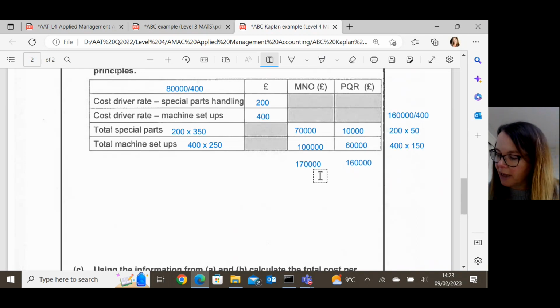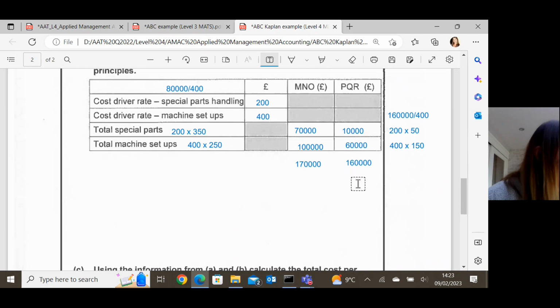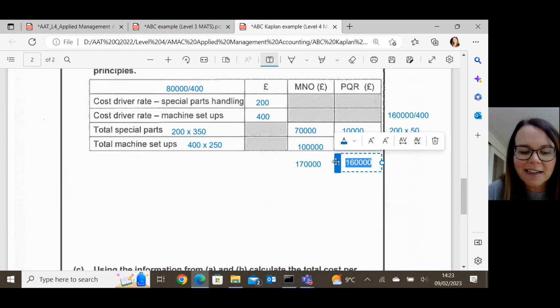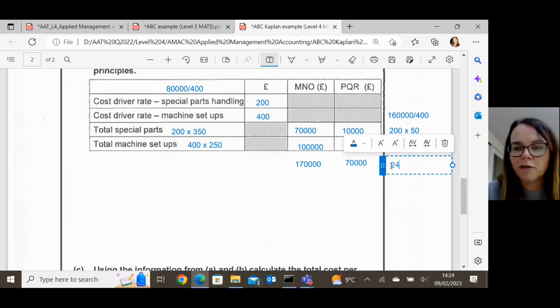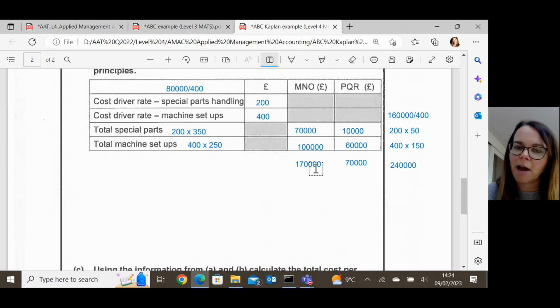Again, if we add those together, 170 plus 160. Oh no, sorry, that's not what have I done there. Oh, that's not 100. Sorry. So lucky I checked. That should be 70,000. It's 10 plus 60. I do apologise. So 170 plus 70 takes me back once more to my total of £240,000 of total overhead that I'm trying to dish out as fairly as possible.